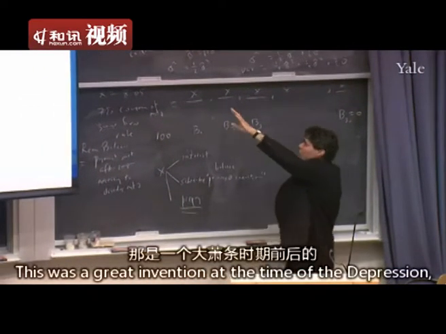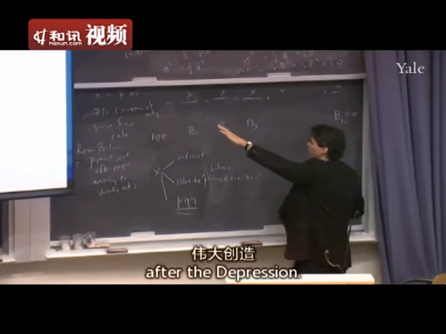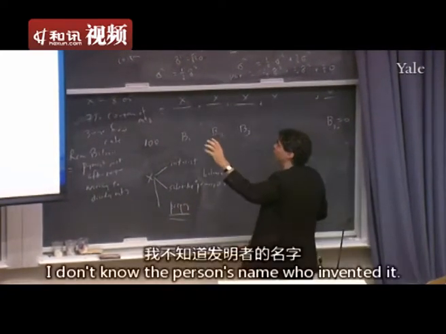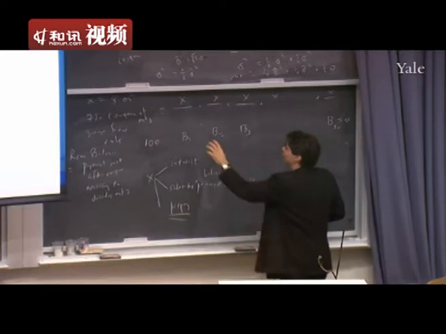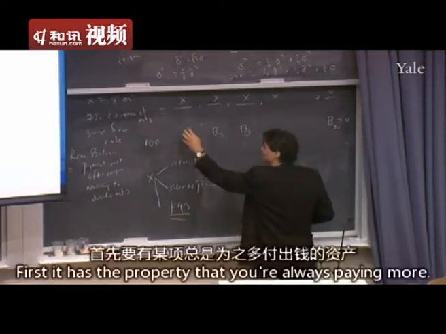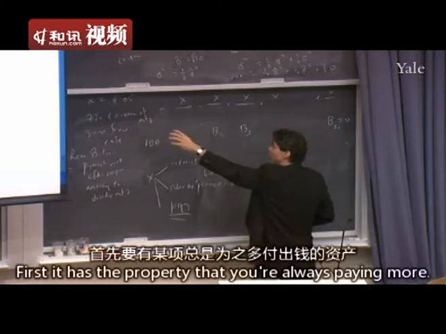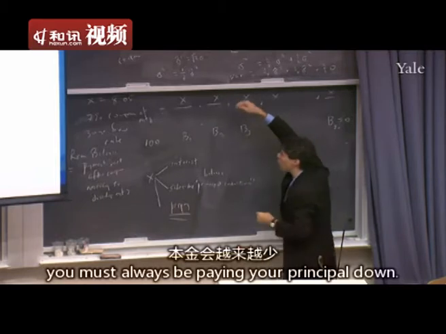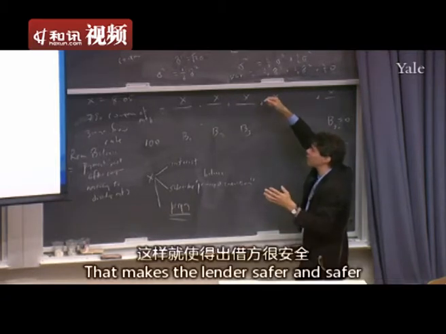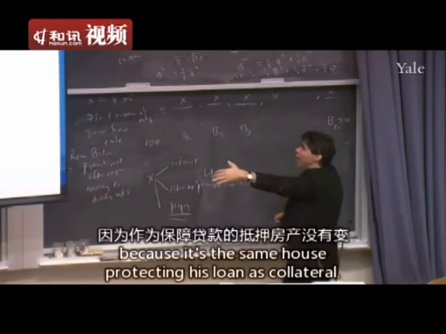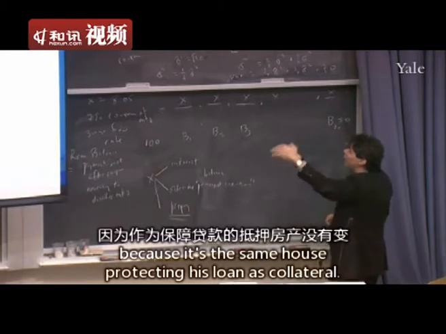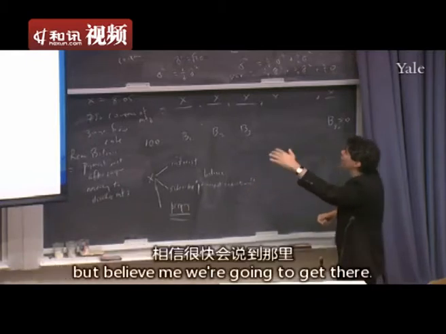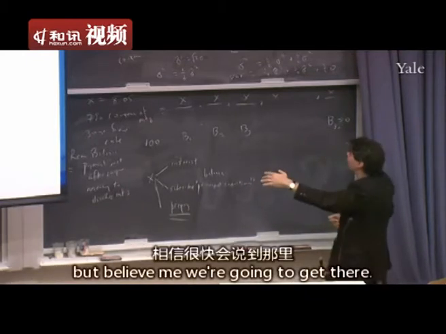This was a great invention, you know, at the time of the Depression, after the Depression. It probably had been invented before, but was used in a big way after that. I don't know the person's name who invented it. And it has the property that you're always paying more because you're paying level payments. You must always be paying your principal down. That makes the lender safer and safer because it's the same house protecting his loan as collateral. We haven't come to collateral and how the whole world depends on collateral yet, but we're going to, believe me, we're going to get there.